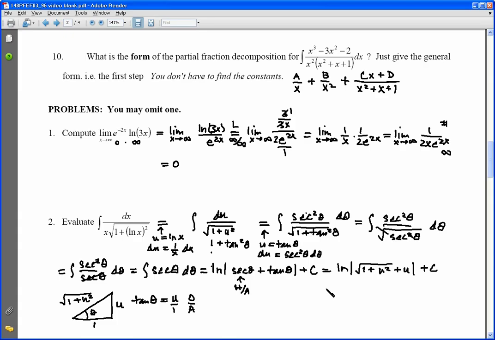And then all we have to do now is put our natural log x back in for u. So this then equals natural log, absolute value, root 1 plus ln x quantity squared, and then plus ln x, absolute value, and then plus c. And we got it.